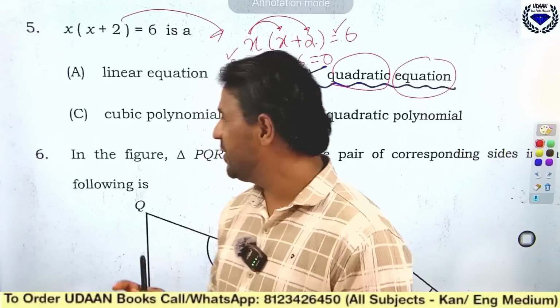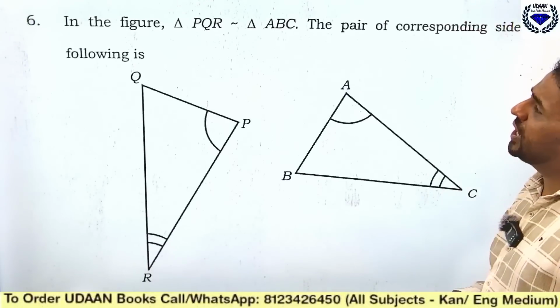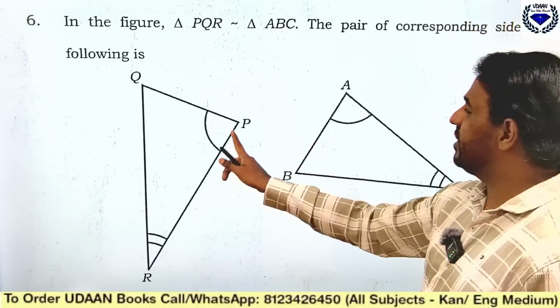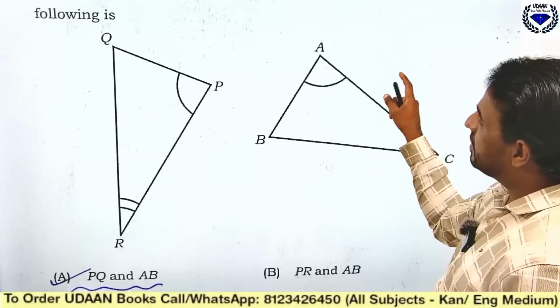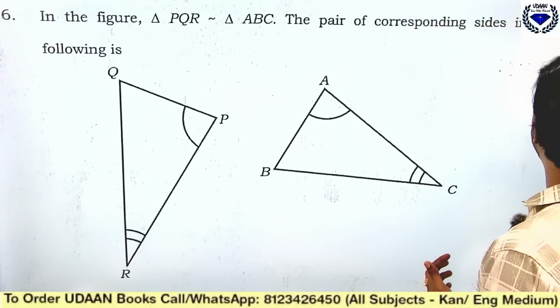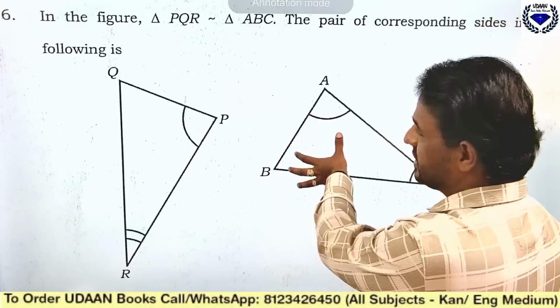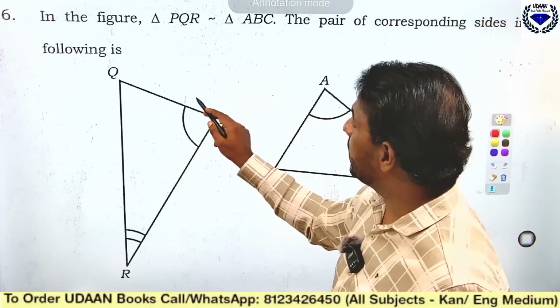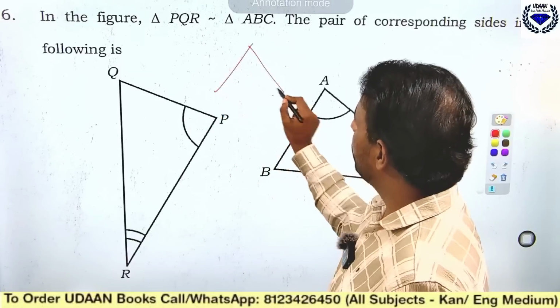Now coming to the next question, question number 6. See, in the figure, they already said that triangle PQR is similar to triangle ABC. That means both the triangles are similar. You should tell the corresponding sides. How will you write the corresponding sides? Just twist this one, or twist this one. Keep this one as it is and twist this. So what will you do?